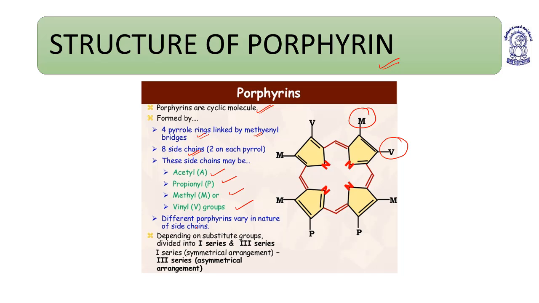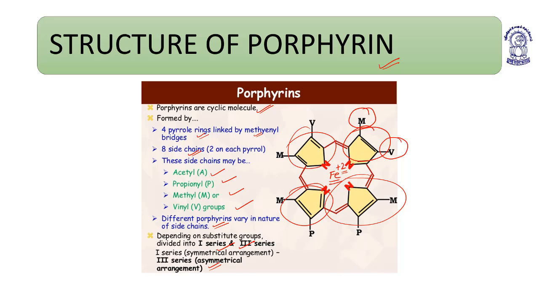Different porphyrins vary in structure depending on the substituent groups on the side chains, divided into first series, symmetrical arrangement, and third series, asymmetrical arrangement. You don't have to know this in detail, just remember it. Fe is present in the +2 form. So this is the structure of porphyrin, which contains four pyrrole rings. These are the four pyrrole rings. These pyrrole rings also have the phytol chains.